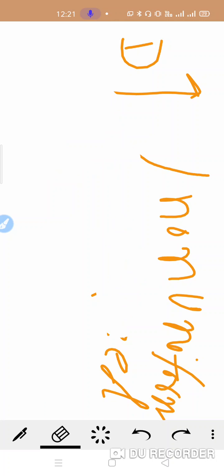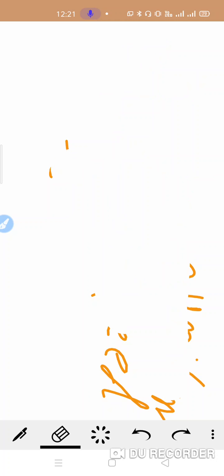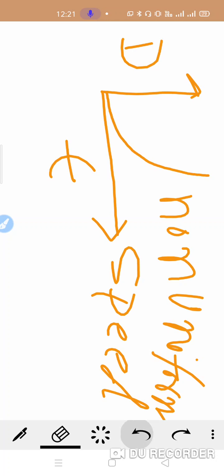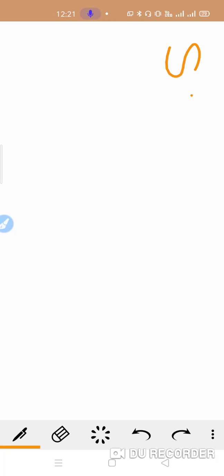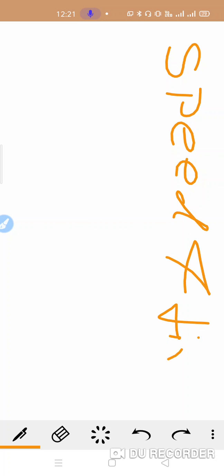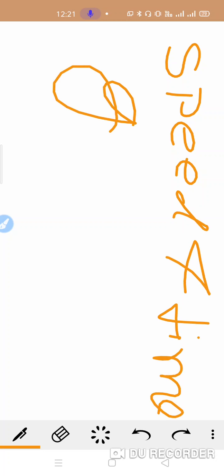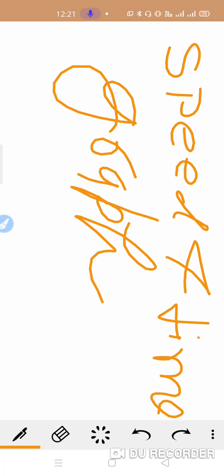The next topic is the graph between speed and time. Okay, the speed and time graph. Now we discuss the speed-time graphs.